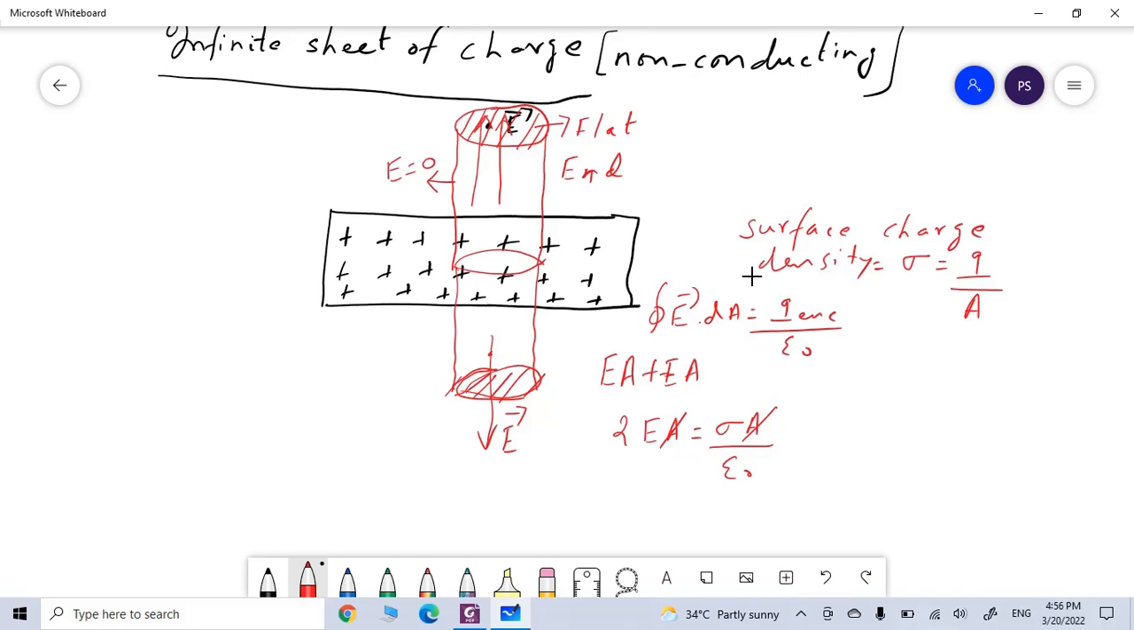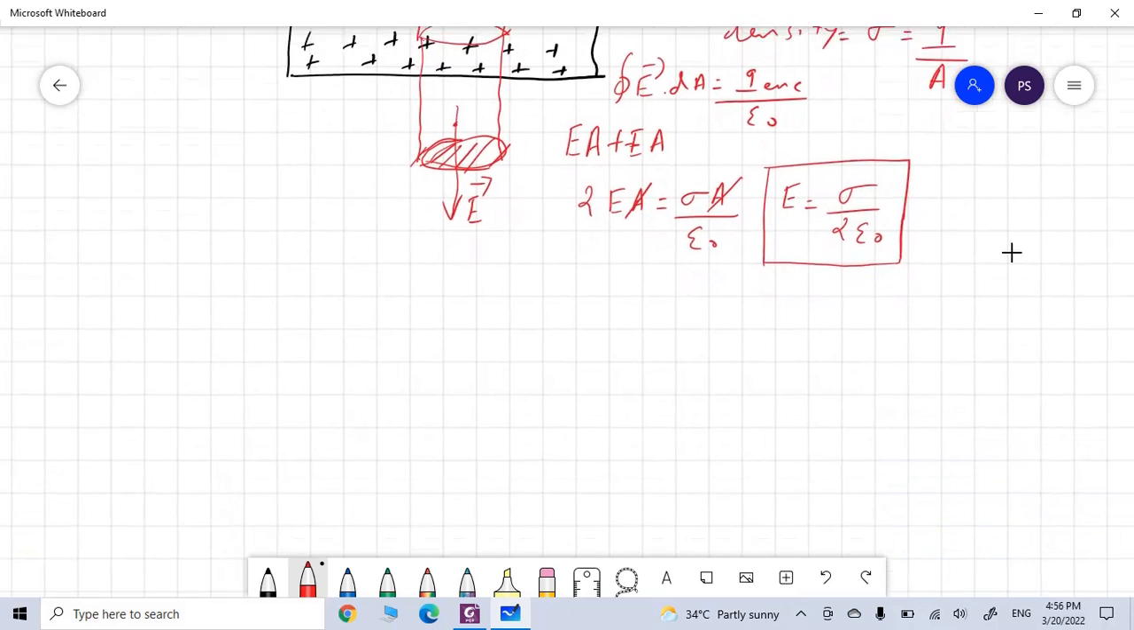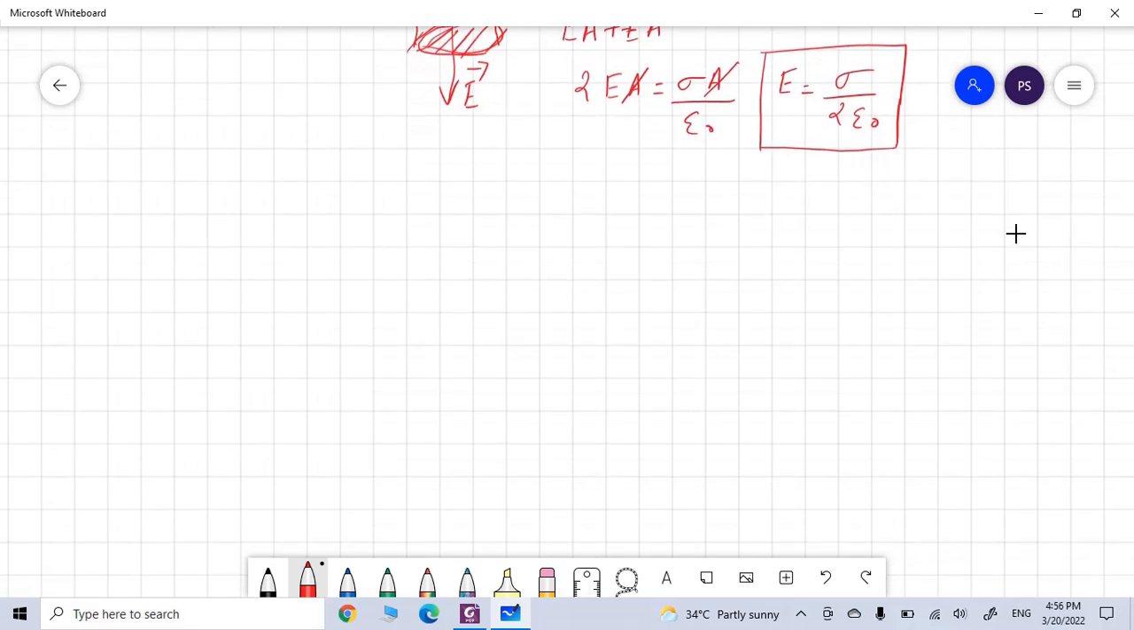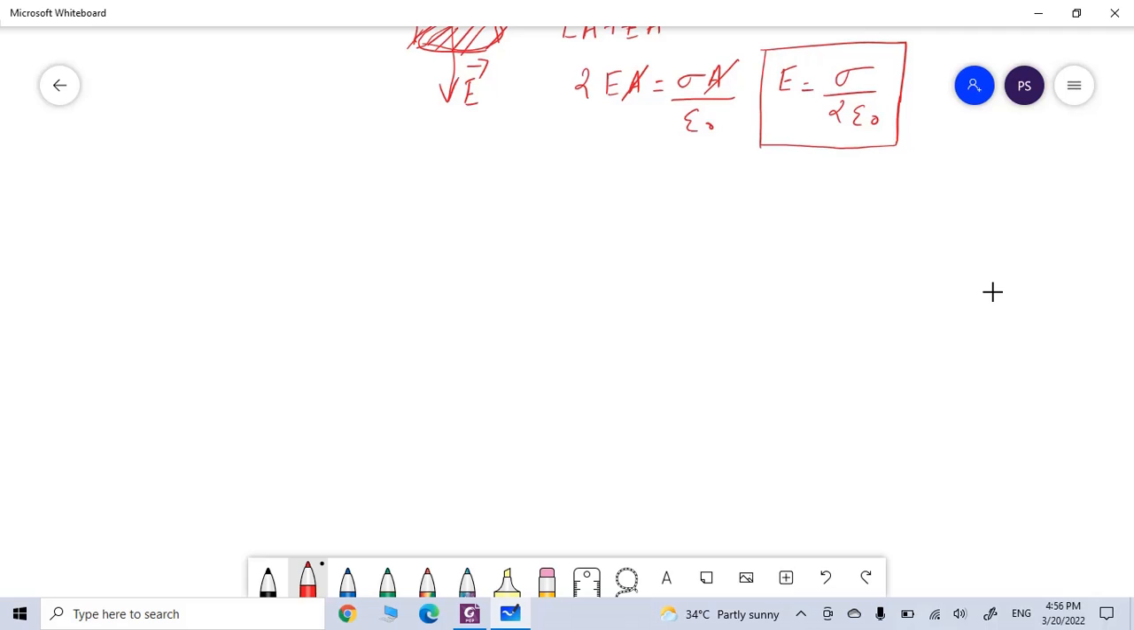A goes off and the electric field is given by the relation sigma over 2 epsilon 0. So this is the electric field that has been evaluated for an infinite sheet of charge. Now, using Gauss's law, we can easily evaluate electric fields for surfaces having symmetric charge distribution.